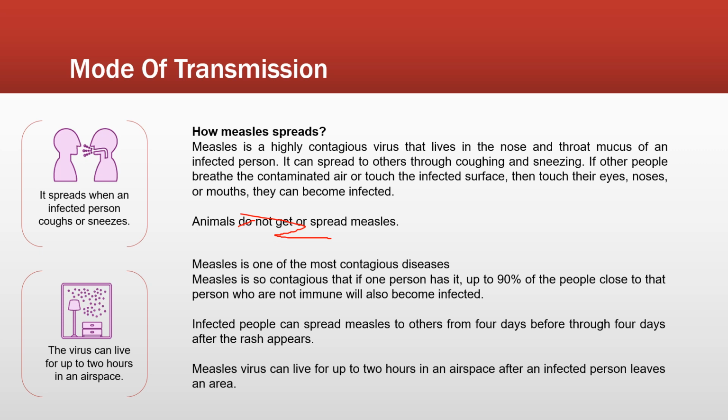Measles is one of the most contagious diseases. It is so contagious that if one person has it, up to 90% of the people close to that person who are not immune will also become infected, as high as 90%. Infected people can spread measles to others from 4 days before through 4 days after the rash appears. The measles virus can live up to 2 hours in an airspace after an infected person leaves an area.